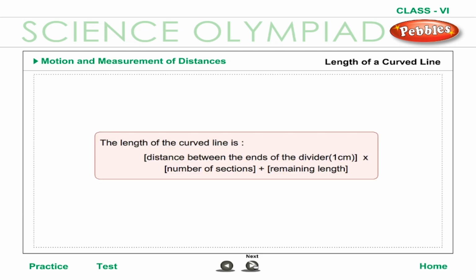We arrive at the following conclusion. The length of the curved line is the distance between the ends of the divider, 1 centimeter, times the number of sections, plus the remaining length. The metric system uses prefixes to indicate the size of the units of measurement. Each prefix varies from the next by a factor of 10. It is either 10 times as large or 1/10 the size.